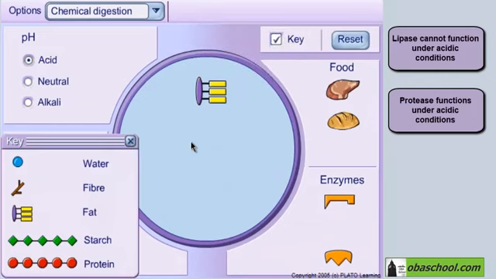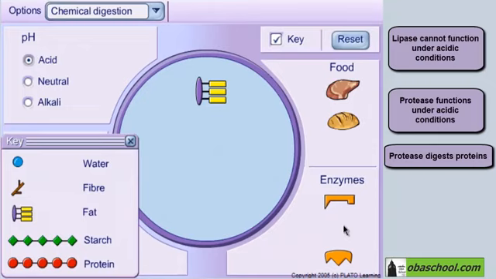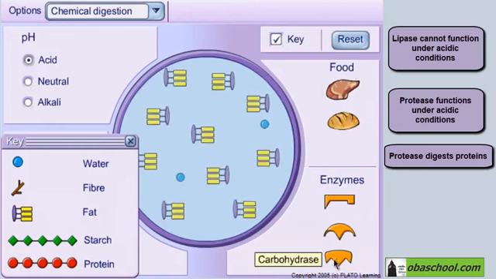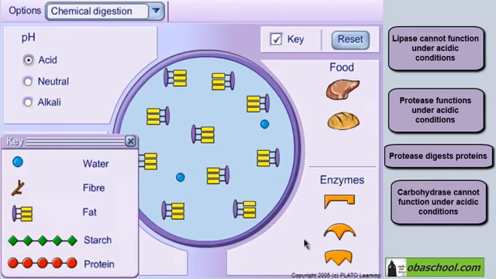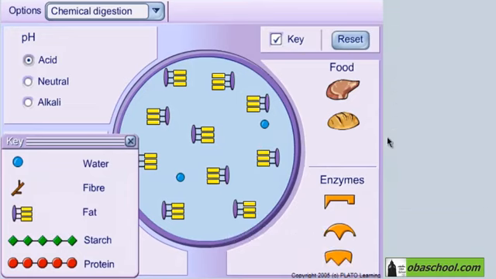If you said no, then your answer is correct, because even though we can add protease to the medium, it can't digest fat because the substrate for protease is protein. And we can't even add carbohydrates because it doesn't work in acidic pH. So this is the digestion in the stomach. We have acidic pH, and we can only have the digestion of proteins by protease.